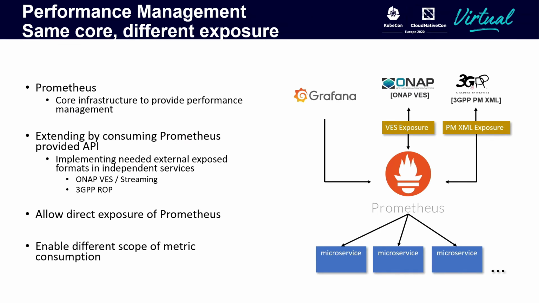And to give two examples in this, I will first dig into performance management, where we say that we would use one same core but allow it to be exposed in different ways. And this one core is really Prometheus, which we use as the core infrastructure to provide performance management. So like in any cloud native application, Prometheus is continuously scraping metrics from the different microservices that belong to that network function. And then, of course, depending on the different needs we have, we can expose these metrics in different ways.